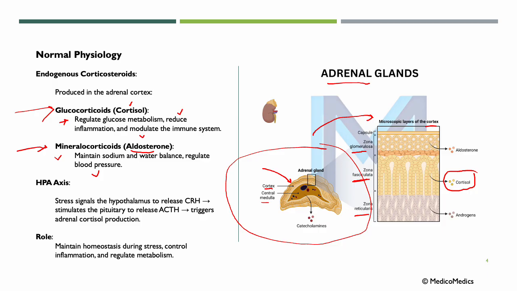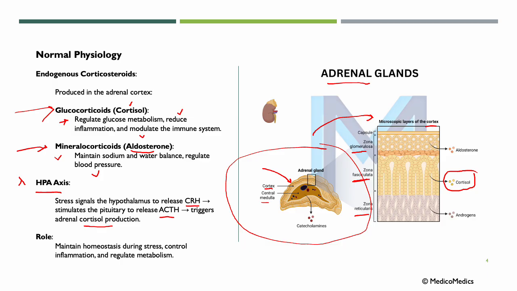Now, these hormones discussed here are part of a very finely tuned system called the hypothalamic pituitary adrenal axis, or HPA axis. So in response to, for example, stress, the hypothalamus secretes something called CRH, which is corticotropin releasing hormone. This in turn then stimulates the pituitary gland to release ACTH, which is adrenocorticotropic hormone. And this then finally signals the adrenal cortex to produce and release cortisol.